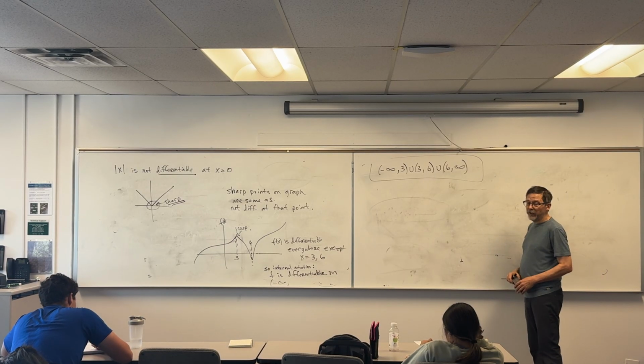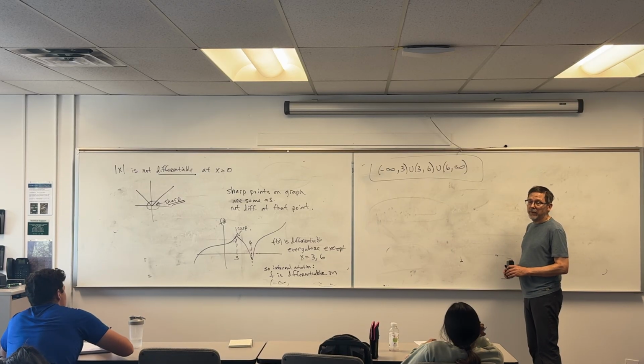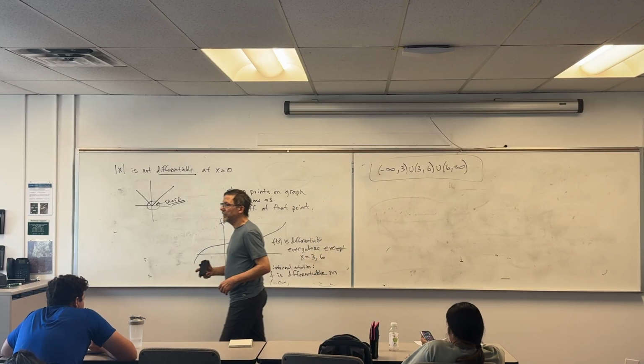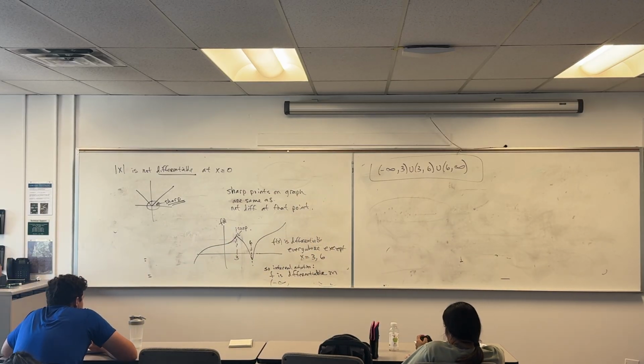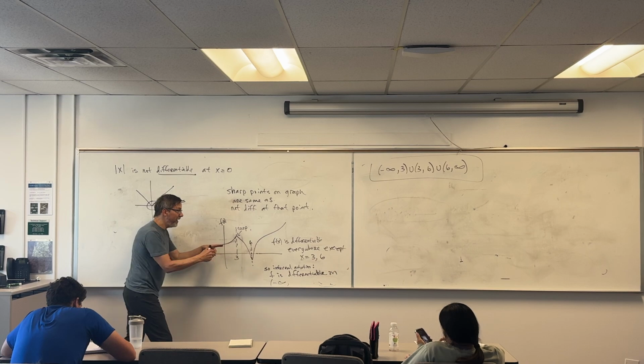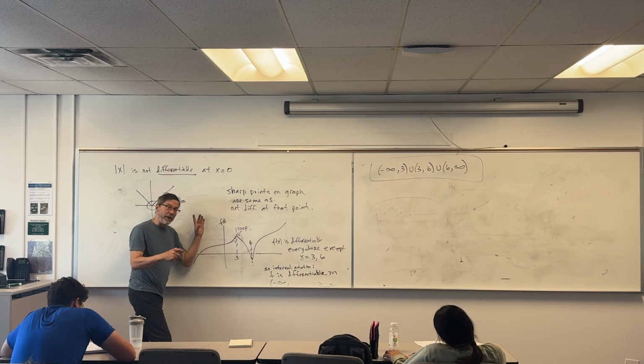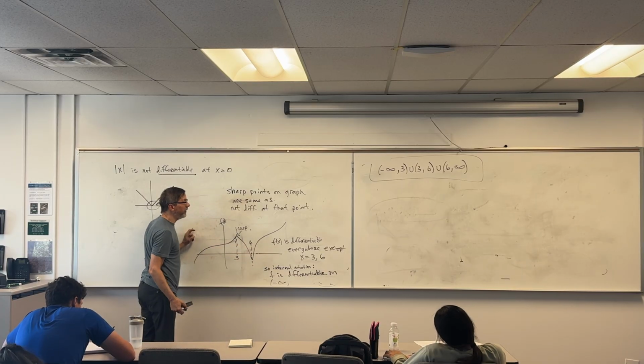Where's that function continuous? Everywhere, right? Yes, so negative infinity to infinity. This thing doesn't have any breaks in it. Sharp points aren't breaks. So this is continuous everywhere, but it's not differentiable at 2 points.